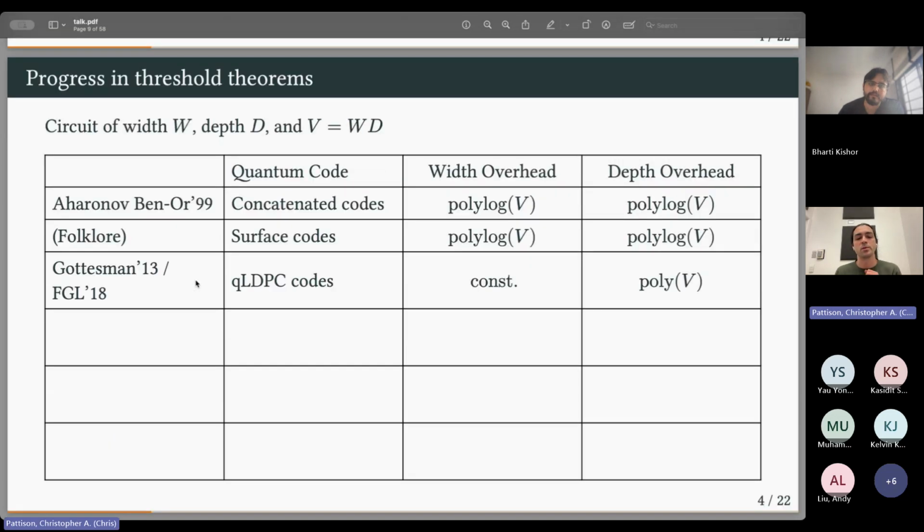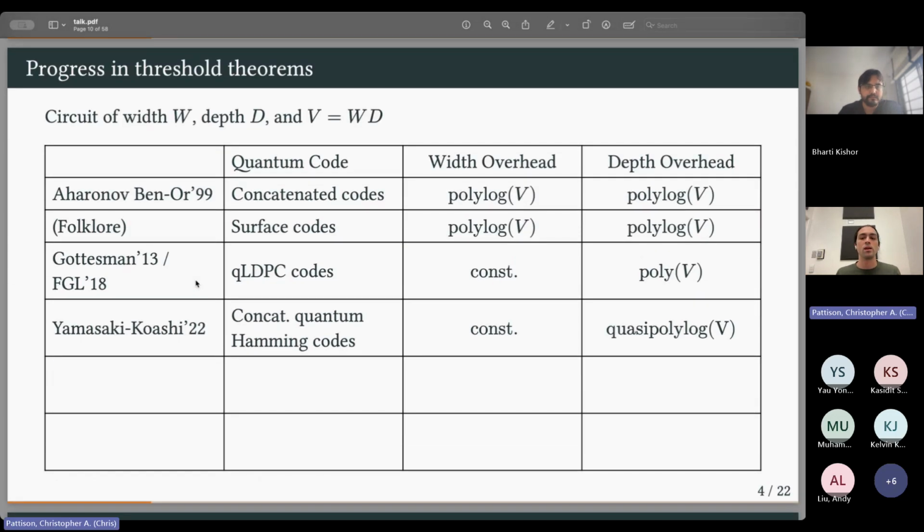But more recently, it's been shown that we can get all the way down to constant width overhead, so that the ratio of the number of qubits in our fault tolerant circuit to the circuit that we'd like to simulate is a constant ratio. Along this direction, there are some subtleties about the model of classical computation, but I'm not going to get into that. Work by Gottesman and Fawzi, Grospellier, Leverrier showed that using constant rate quantum LDPC codes, in this case a variant of the hypergraph product code, you could achieve constant width overhead fault tolerant quantum computation with polynomial depth overhead.